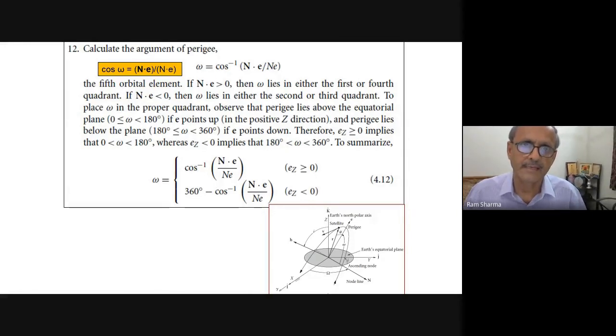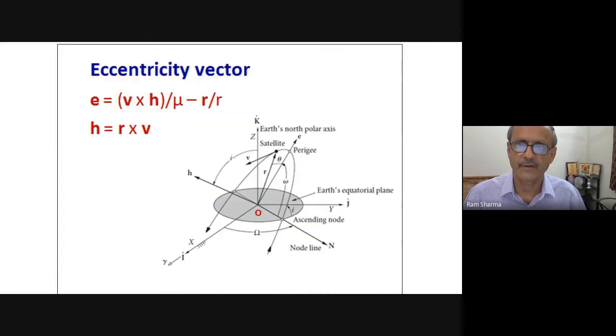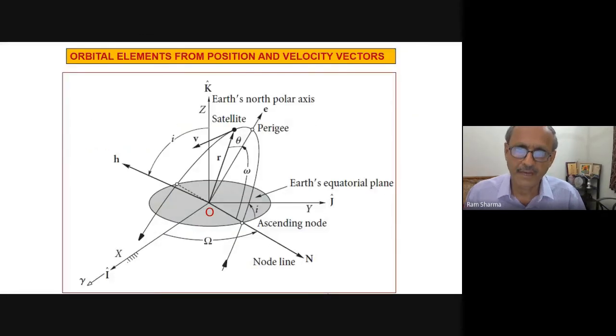This small omega is n dot e. How small omega comes, the argument of perigee, is in a bigger figure, and I'll show you. See, small omega comes between the E vector and N vector. So when you take the dot product, you will get N mod E mod into cos of omega. And that cos omega only we are calculating.